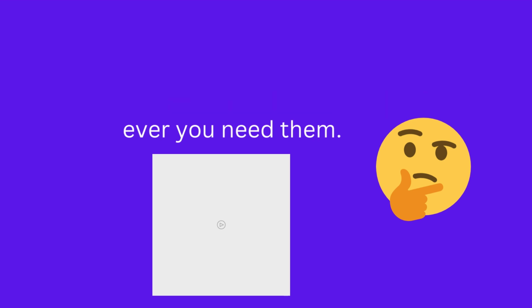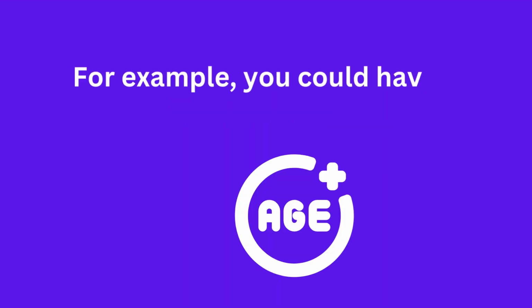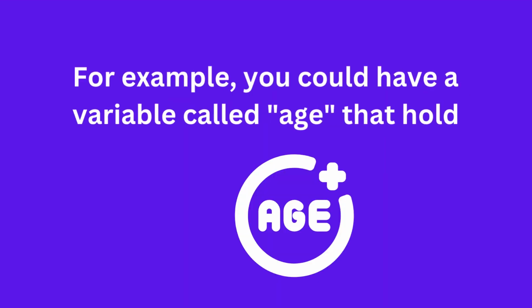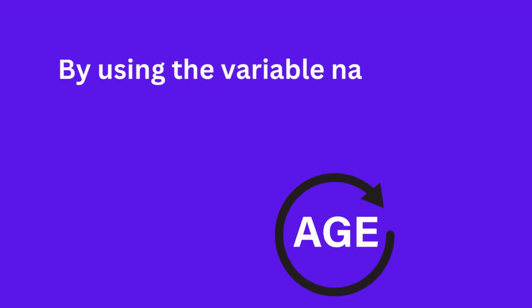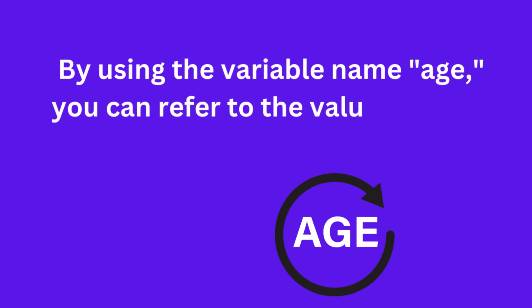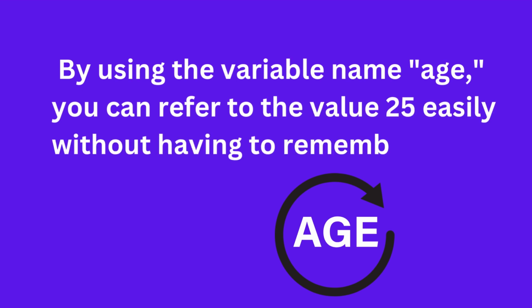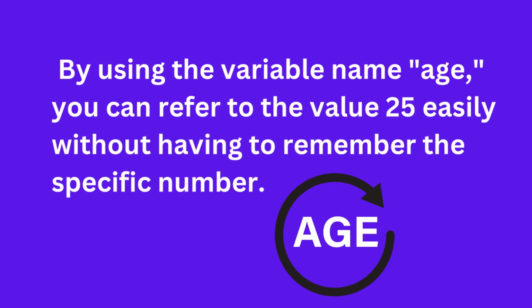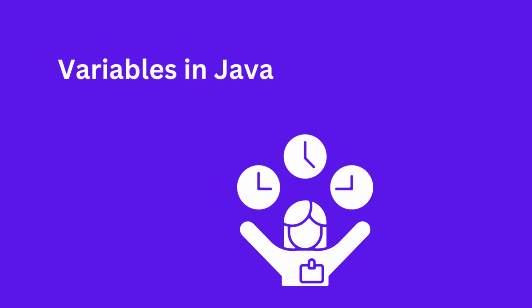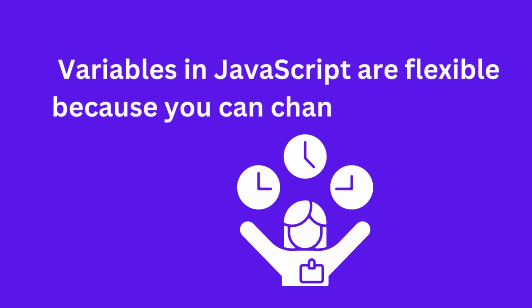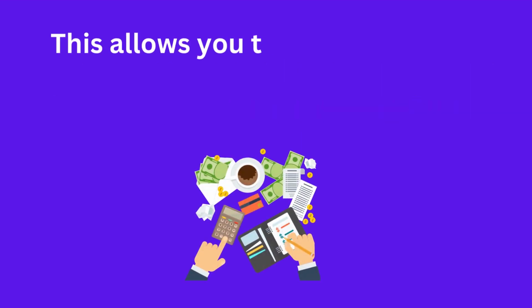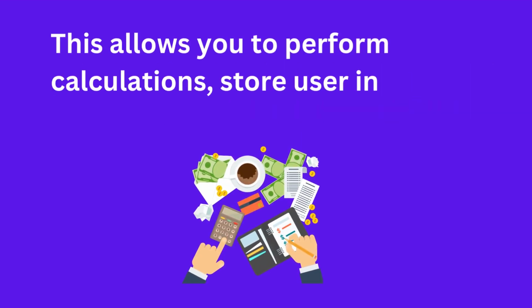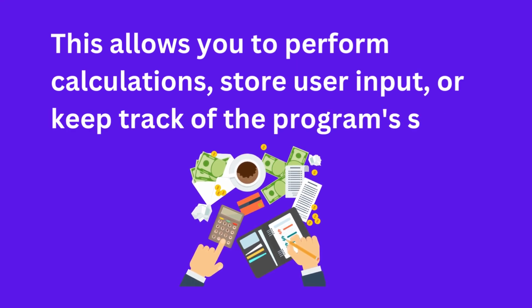For example, you could have a variable called age that holds the value 25. By using the variable name age, you can refer to the value 25 easily without having to remember the specific number. Variables in JavaScript are flexible because you can change their value at any time. This allows you to perform calculations, store user input, or keep track of the program's state.